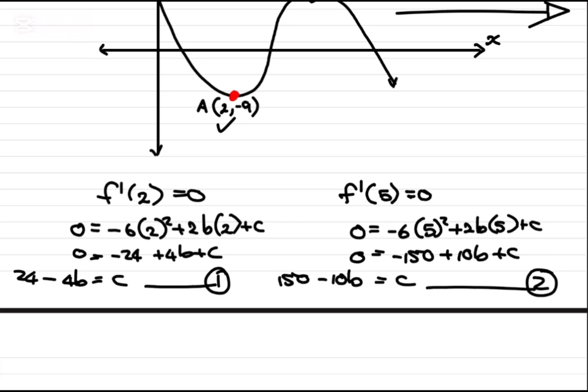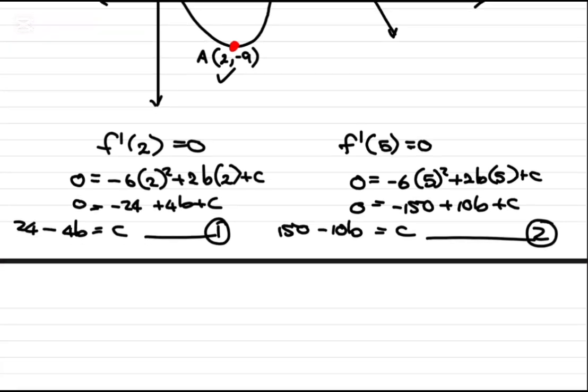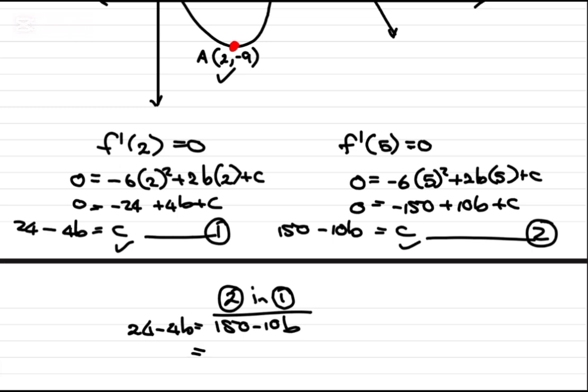Now that we've got two equations and we've got two unknowns, we can do simultaneous equations. So we're going to sub 2 into 1. Okay, and I think this is obvious. You've done this since grade 10. So we both know that they're both equal to c. So we can, in theory, say 24 minus 4b equals 150 minus 10b, and we can find the b value.